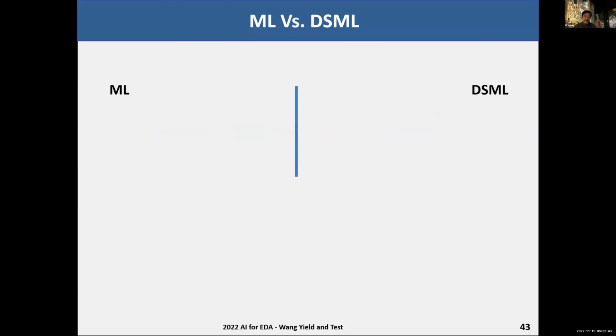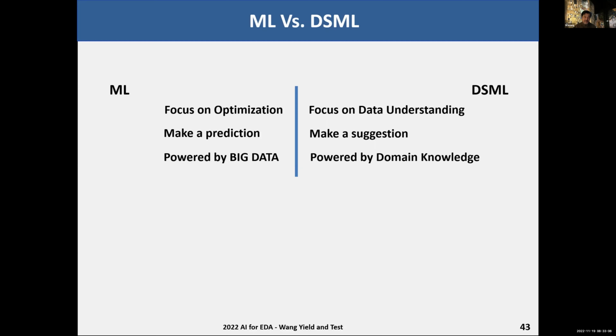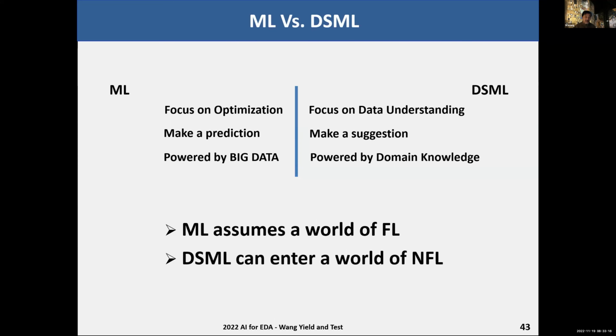So if we compare machine learning versus domain-specific machine learning in our domain, we could say that machine learning focuses on optimization, our DSML focuses on data understanding. Machine learning focuses on making predictions, our DSML focuses on making suggestions. Machine learning is powered by big data, and our DSML is powered by domain knowledge. And overall, machine learning assumes a world of free lunch, and our domain-specific machine learning can enter a world of no free lunch.